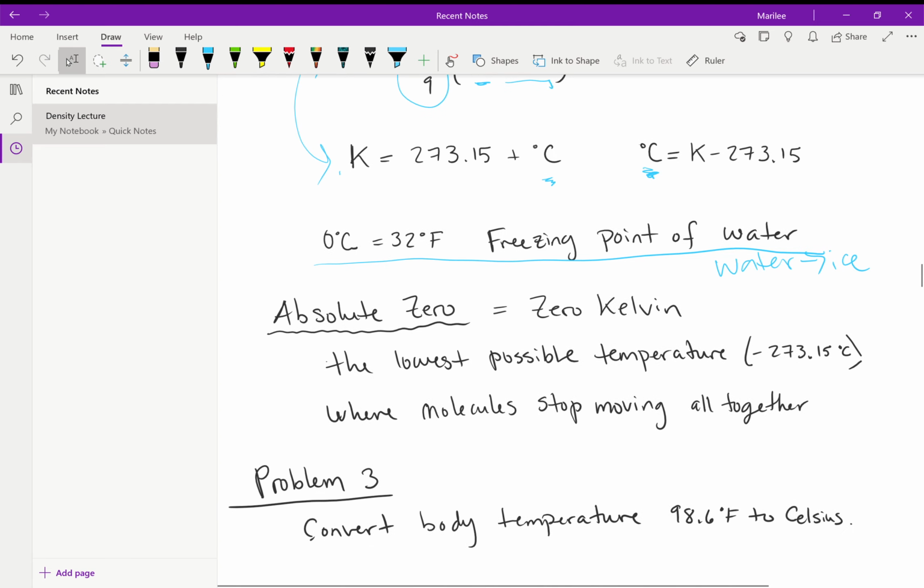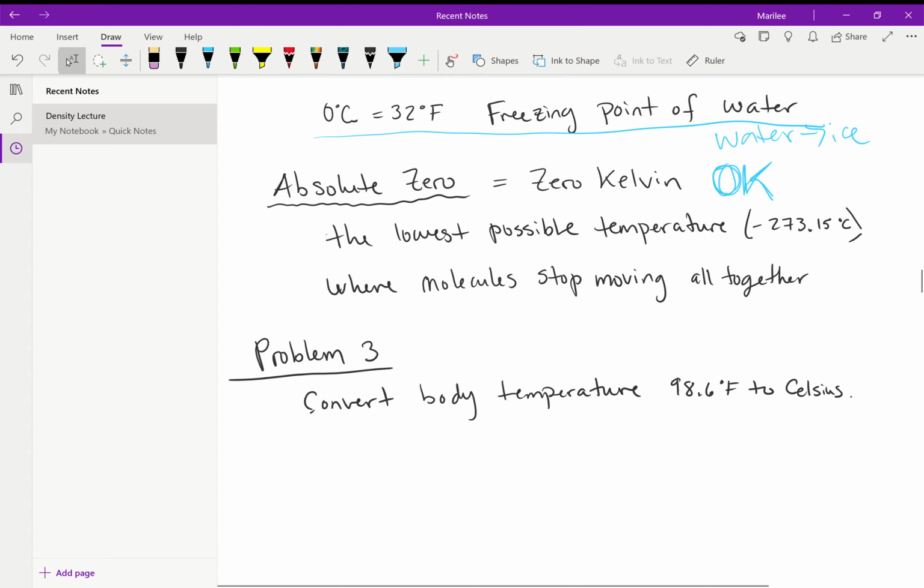And then we have absolute zero. Absolute zero is 0 Kelvin, that's 0 and then capital K for Kelvin, which is the lowest possible temperature, which is negative 273.15 degrees Celsius. At this temperature, all molecules stop moving altogether. That means everything stops at that point. If you can get to 0 Kelvin, then you can technically stop time.